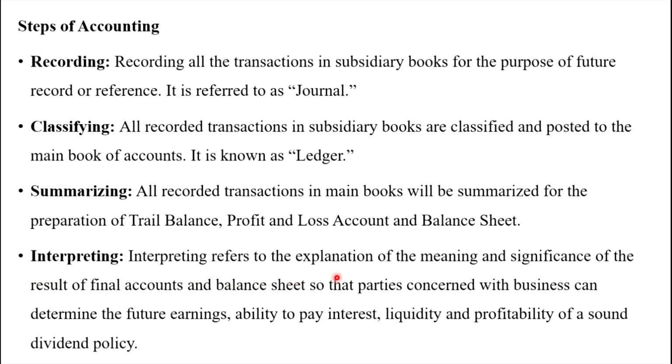Interpreting refers to the explanation of the meaning and significance of the result of the final accounts and balance sheet so that the parties concerned with the business can determine the future earnings, ability to pay interest, liquidity and profitability of a sound dividend policy. These are the steps involved in accounting.